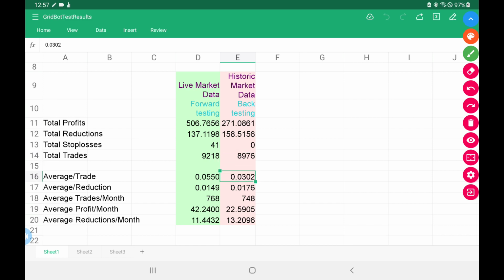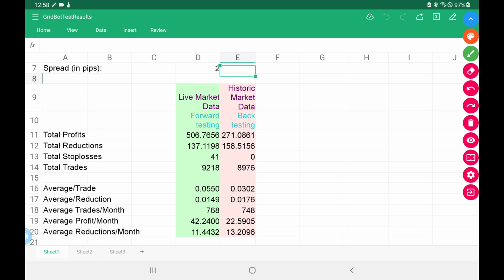My average per trade was only 3 cents. My average reduction was 0.017 cents. I took 748 trades, only 20 trades different from the live market. My average profits per month were $22, roughly almost half of the live market data set. And yet my average reduction was higher than the live market, at $13 per month.